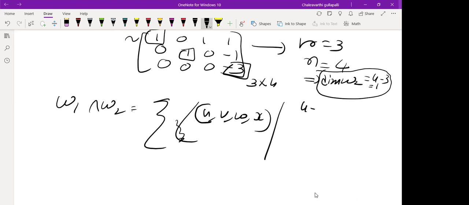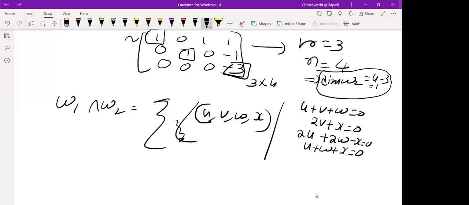Conditions are U plus V plus W is 0, 2V plus X is 0. If any conditions are repeated, you need not write. But none of them is repeating, I suppose. U plus W plus X is 0. And U plus W minus 2X is 0. V minus X is 0. None of them are repeating.